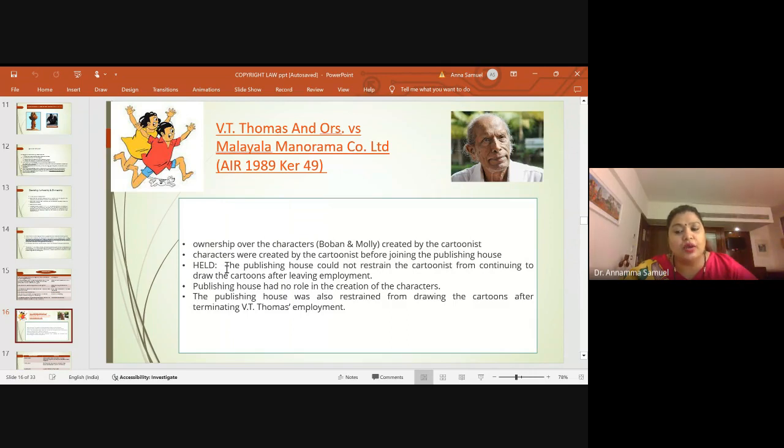that you cannot restrain these cartoonists from drawing these cartoons, because these cartoons were developed by the cartoonist before he had joined Malayalam Manorama. So whatever characters were created during the tenure with the Malayalam Manorama will vest with the Manorama, but the rest, which was developed in the course of time later, will belong to V.T. Thomas. So even in the course of employment, what is being done will belong to the employer. The rest, the employer will not have much say.